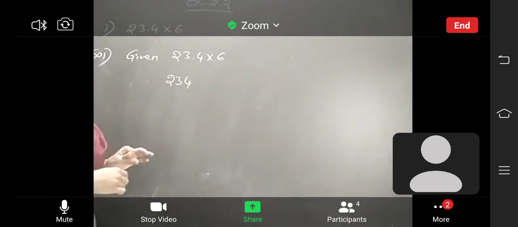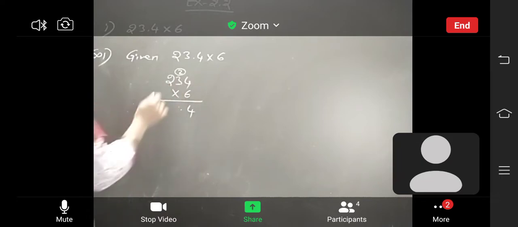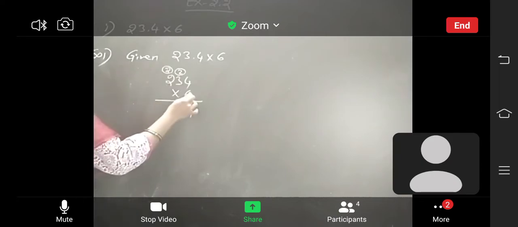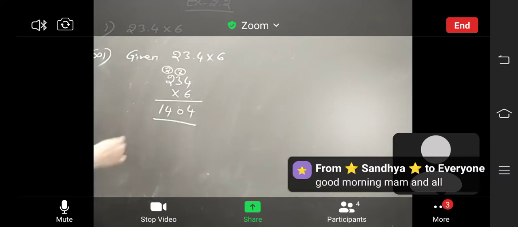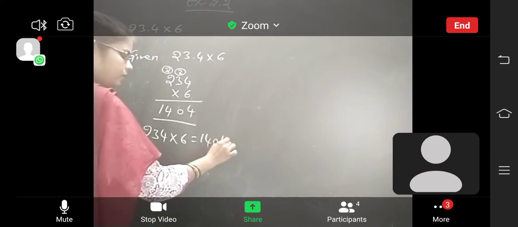Given 23.4 into 6. First, what you should do? You should remove the decimal point. Okay, you should remove the decimal point. What is that number? 234 into 6. 6 4s are 24. 6 3s are 18, 18 plus 2 is 20. 6 2s are 12 plus 2 is 14. 1404. So 234 into 6 is equal to 1404 is the answer.